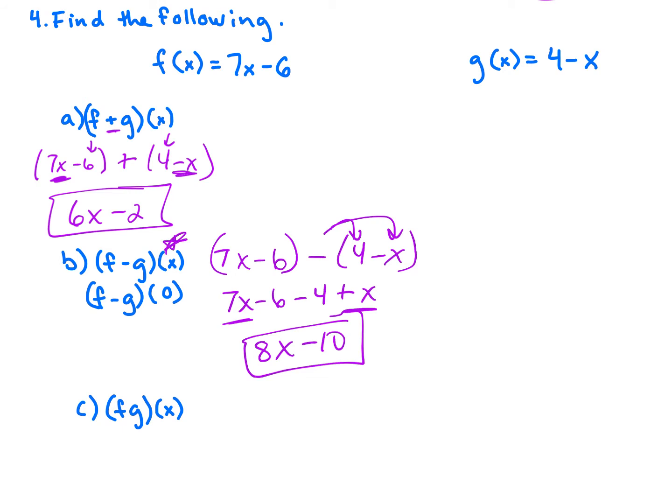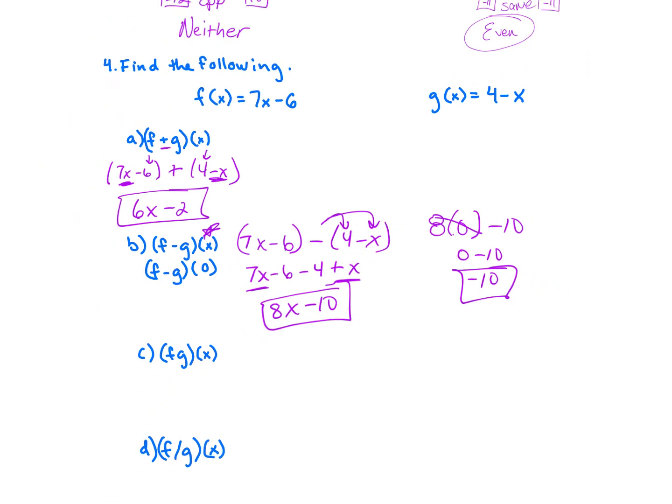Now they're asking you to evaluate f minus g of 0. Do you have to rewrite now 7x minus 6 minus 4 minus x? No, you've already combined them. So now you can just say, okay, well, 8 times 0 minus 10. I'm evaluating now where x is 0. So what's 8 times 0? 0 minus 10 is negative 10. Do you guys see that?